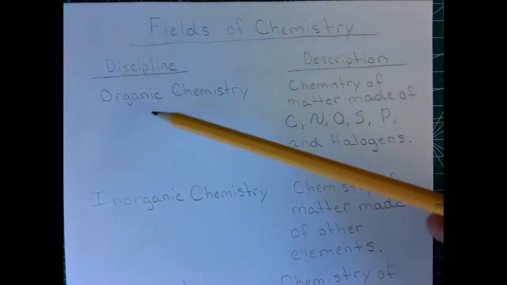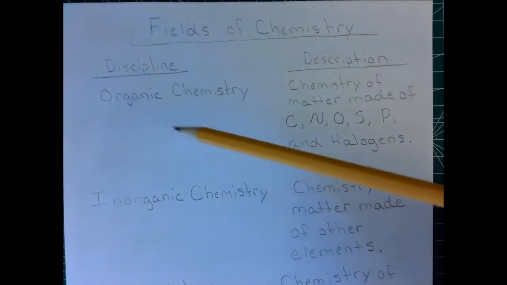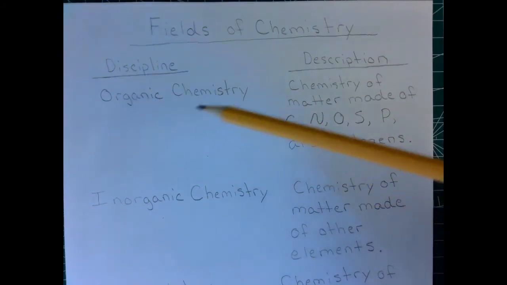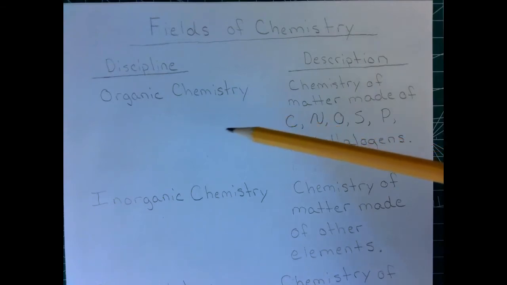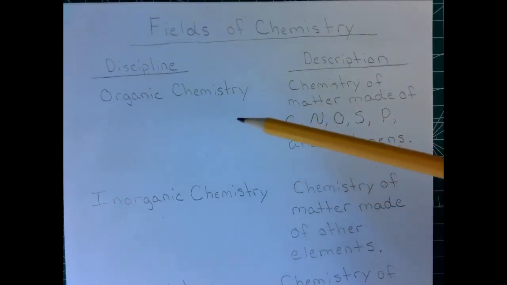And organic chemistry is really one of the oldest forms of chemistry. It kind of gets its own special place and its own discipline because we know so much about it because we've been studying it for so long.